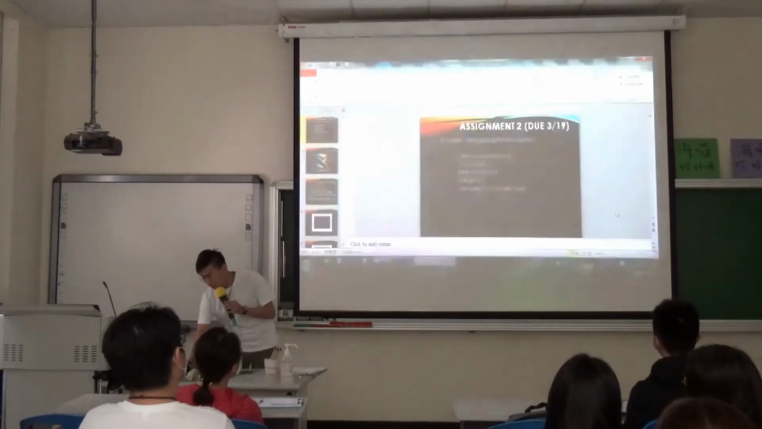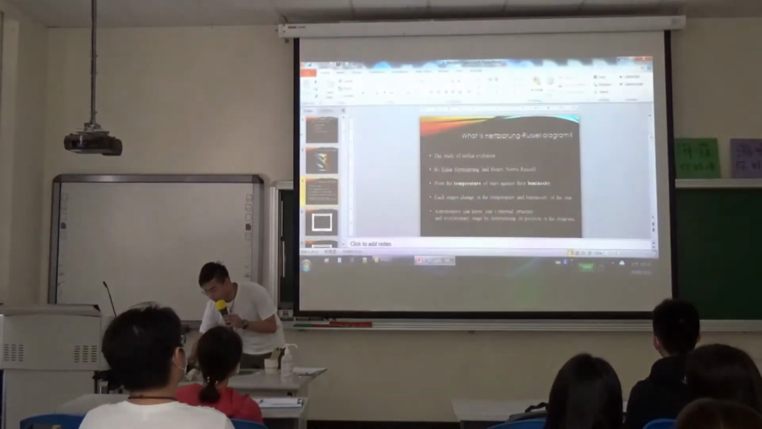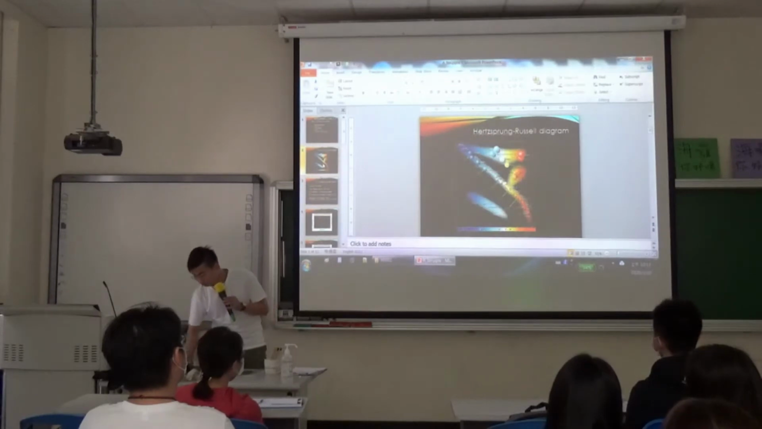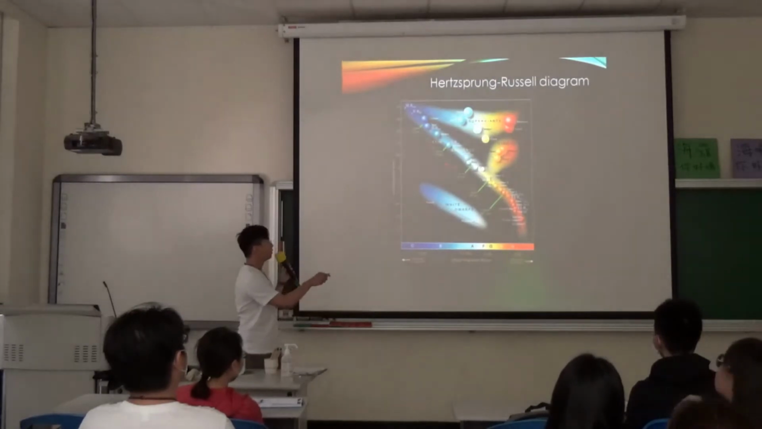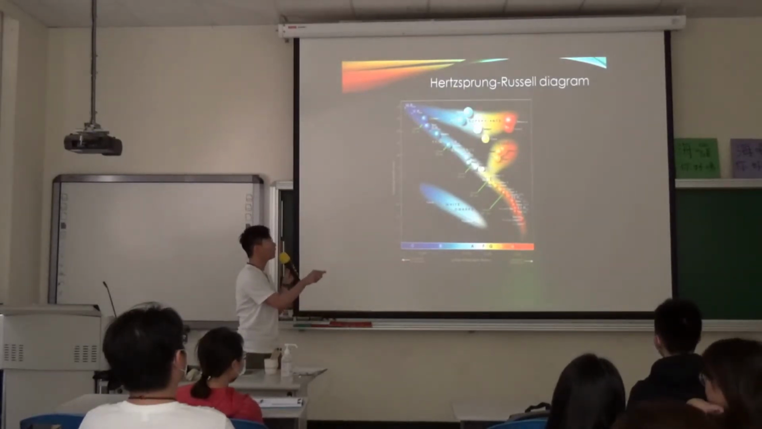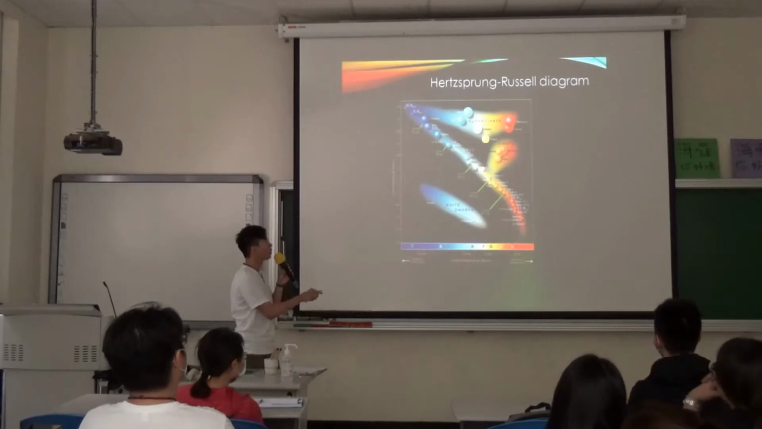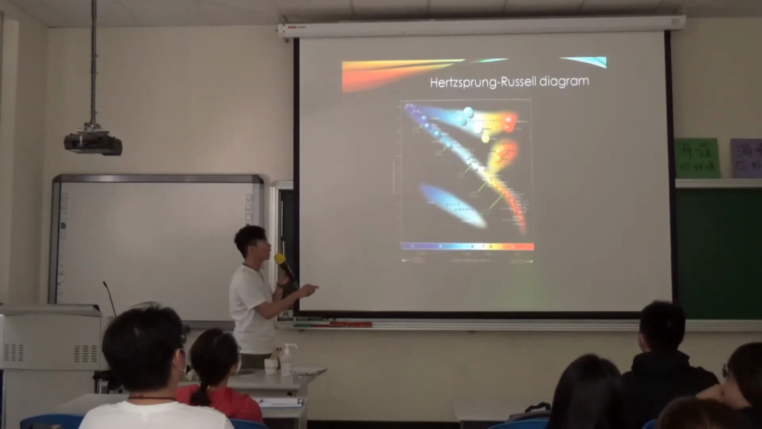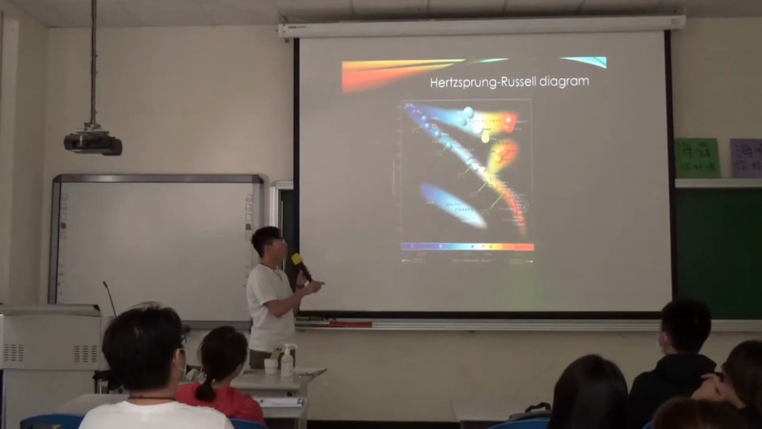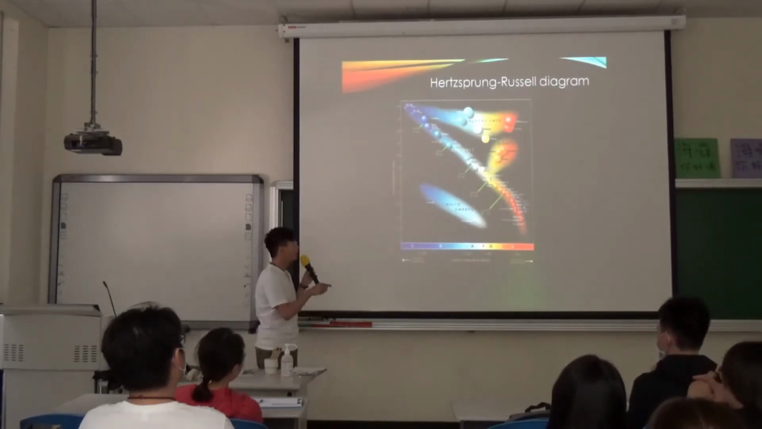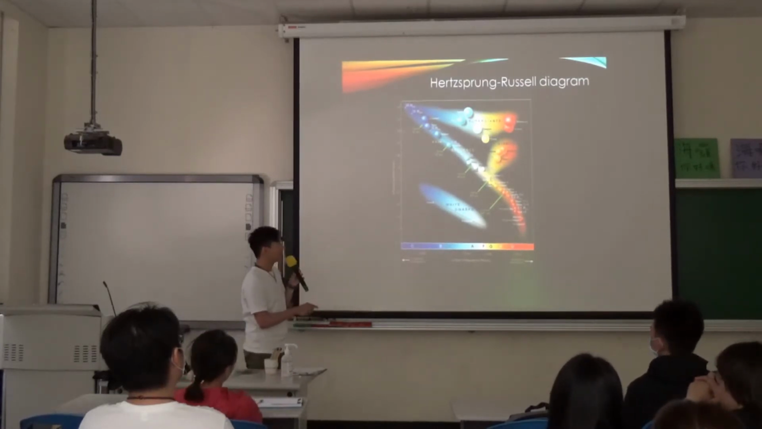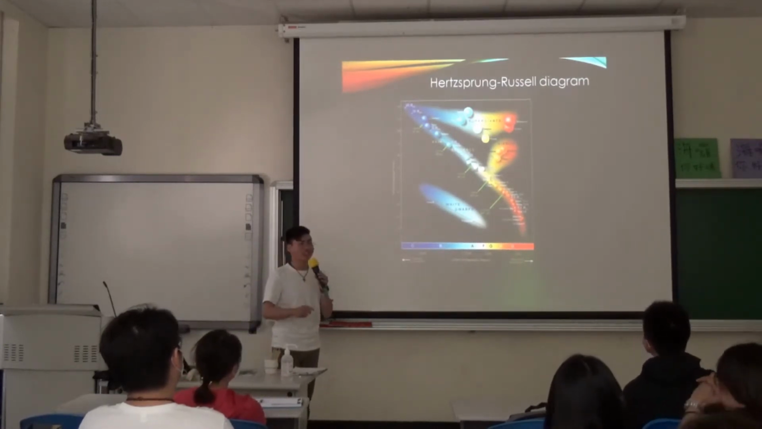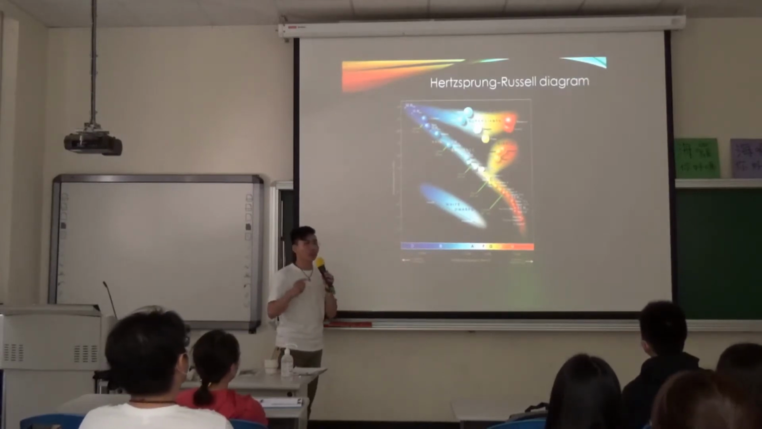It means that this shows different stages. This is the main sequence, and this is the supergiant and giant and white dwarf. These four stages represent the different luminosities and temperatures.